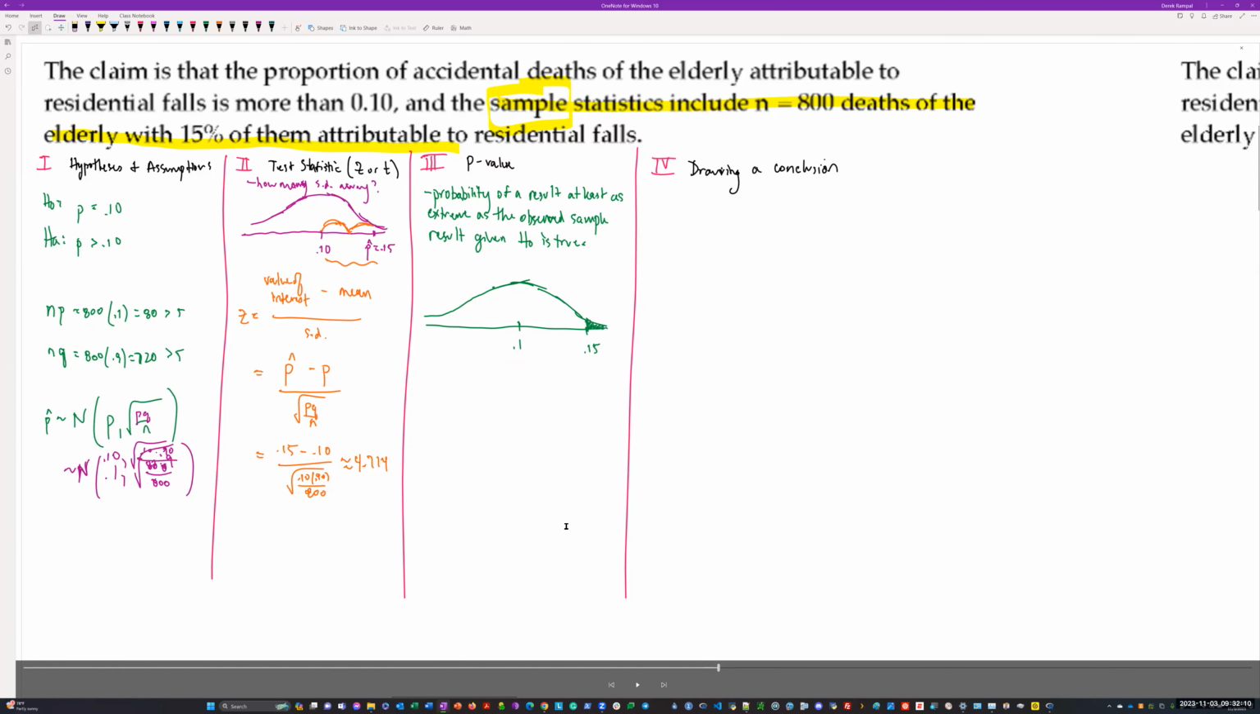Let's go. Now we need to calculate the probability that p hat is greater than or equal to 0.15. That's equivalent to calculating z greater than or equal to 4.714. I really should not have rounded this. Then we would have to do normal CDF. Again, this is just teaching you what to type in. This is the far right value, so that's like infinity.